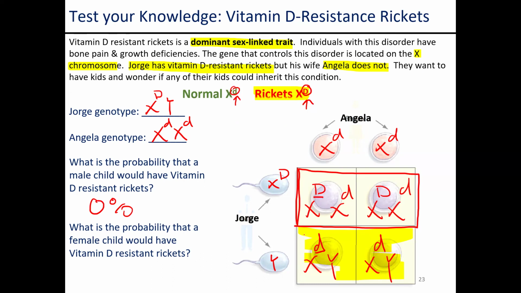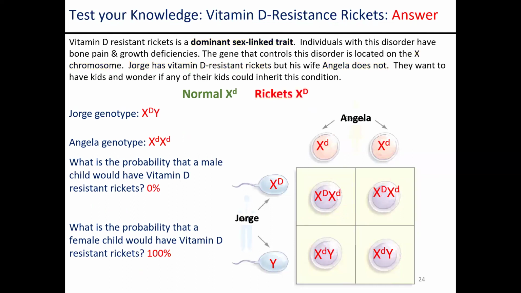We take a look. We see we have big D here, little d, so they are going to be heterozygous. But because rickets is a dominant gene, they are going to have it. So right here, they are going to have rickets. And then again, XX, big D, little d, sex-linked to the X. So you can see we have our dominant trait here, so they are going to have it. So unfortunately for them, they are going to have a 100% chance of having a female that is going to have rickets. Okay, and that's what that should have looked like for you.